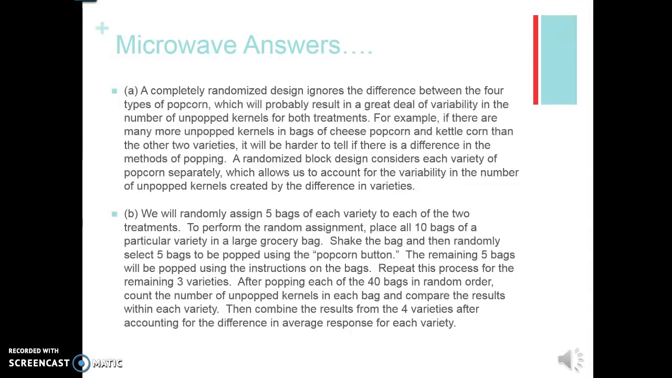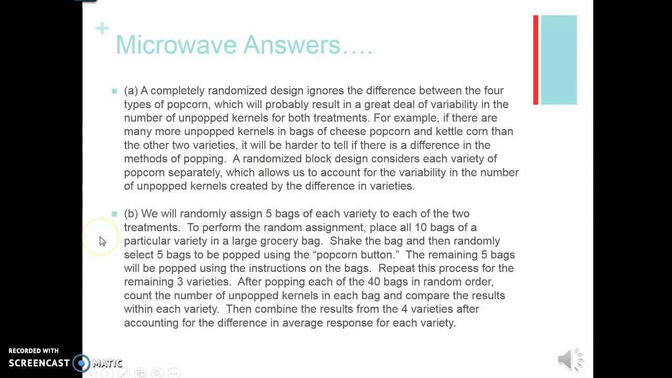Okay, so even though we're going to randomize to both treatments, we're going to have a lot of variability within those 2 groups. So for example, if there are many more unpopped kernels in a bag of cheese popcorn and kettle corn than the other 2 varieties, it's going to be harder to tell if there's a difference in the method of popping. So a randomized block design considers each variety of popcorn separately, which allows us to account for the variability in the number of unpopped kernels created by the difference in varieties. All right, so that's explaining why we're choosing a block design.